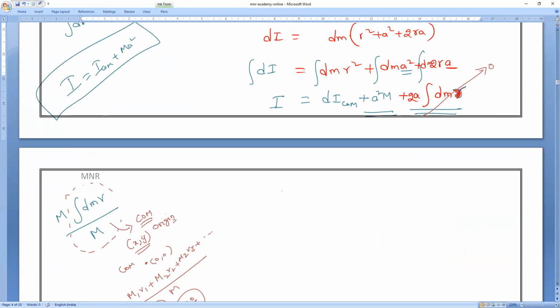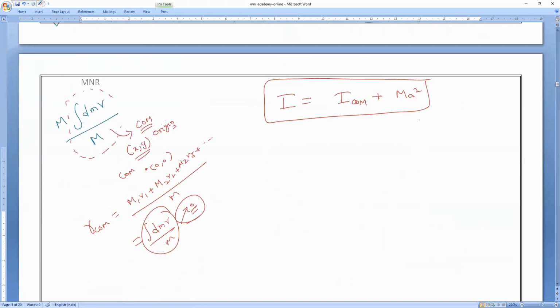Understanding all of you? So what is remaining? I equals moment of inertia through center of mass plus MA squared. This is how the proof will come for the parallel axis theorem. So parallel axis theorem means moment of inertia through the axis of rotation equals moment of inertia through center of mass plus MA squared.